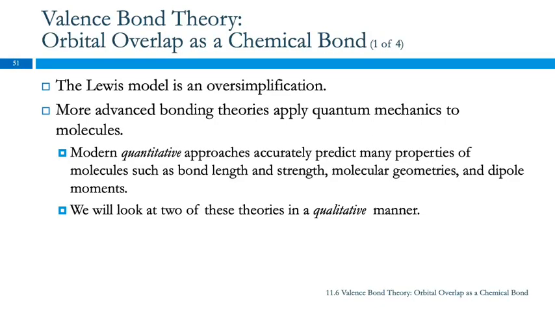Okay, valence bond theory. The Lewis model, obviously, is an oversimplification of what's going on. So valence bond theory is a somewhat more advanced bonding theory that is applying quantum mechanics to molecules. These modern approaches are quantitative and involve some really hefty calculations, usually done on computers and simulations. And these calculations can predict properties of molecules like bond length, bond strength, geometries, etc.